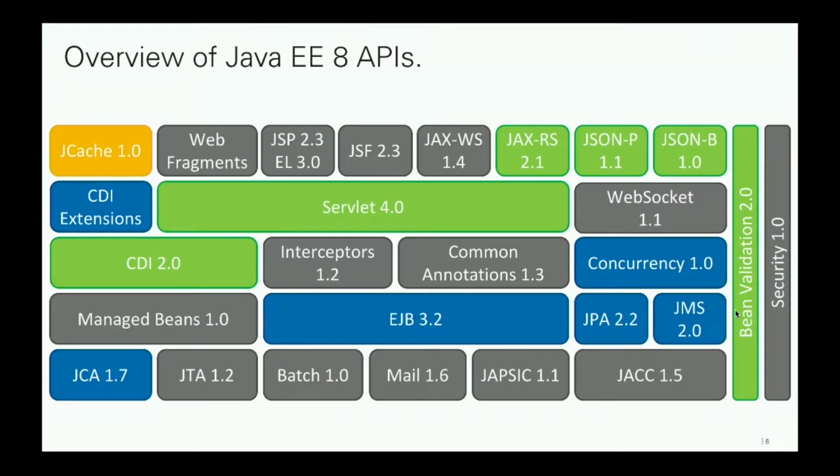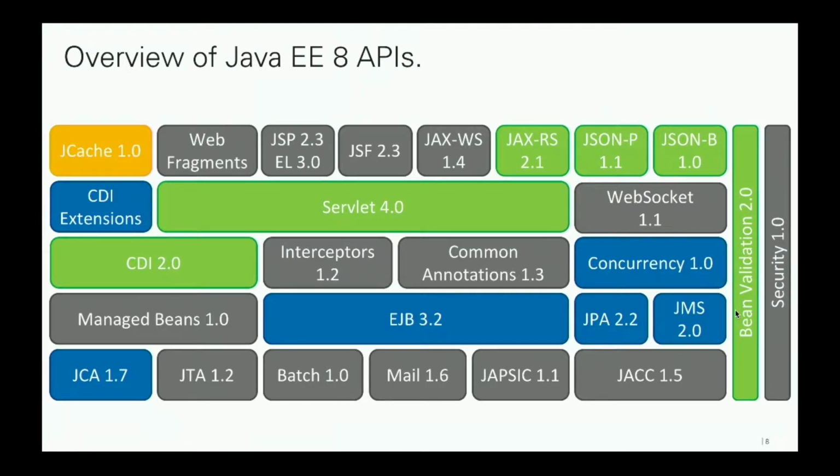EJB 3.0, JCA 1.7 to maybe connect to some message queue, JPA for persistence, JMS for messaging, a new bean validation API, and also the new security API. So I think a solid foundation to build enterprise-grade microservices.